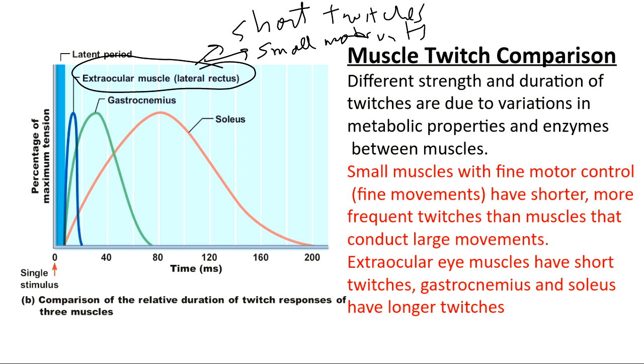The muscles that move the eyeball, the extraocular eye muscles, the muscles of the fingers, especially the thumb, very fine control over those muscles. We can write, we can paint, we can do all kinds of intricate work with those muscles. Those muscles have short twitches and small motor units. So you need many neurons to serve those muscles. Muscles over which we don't have fine control have longer twitches and large motor units.